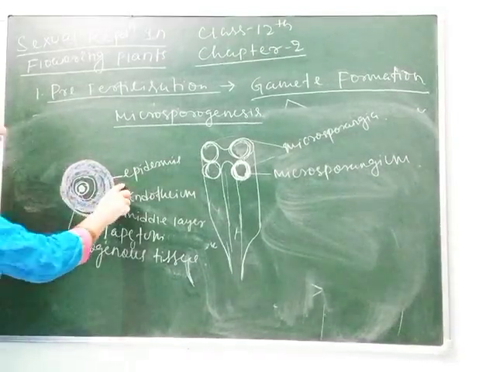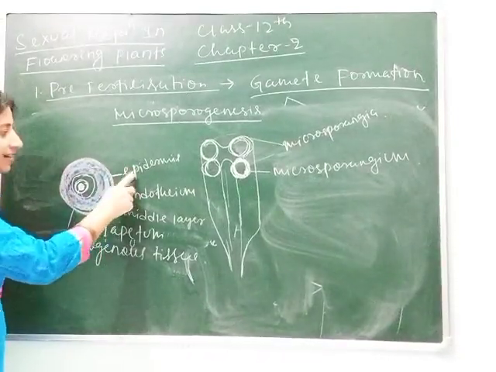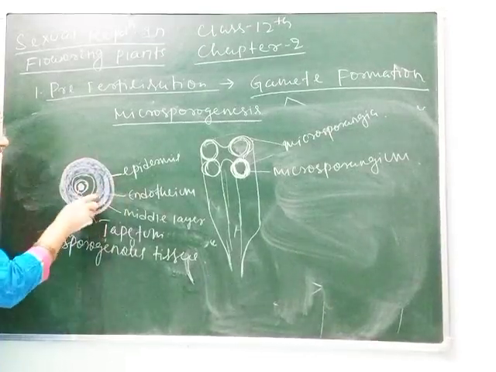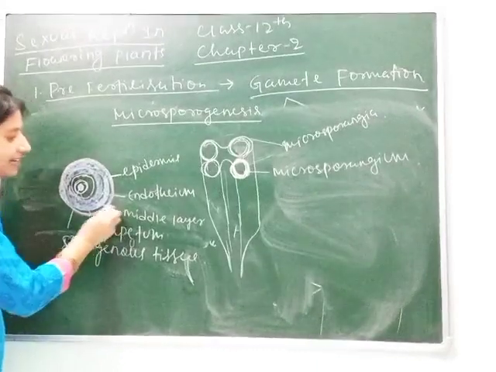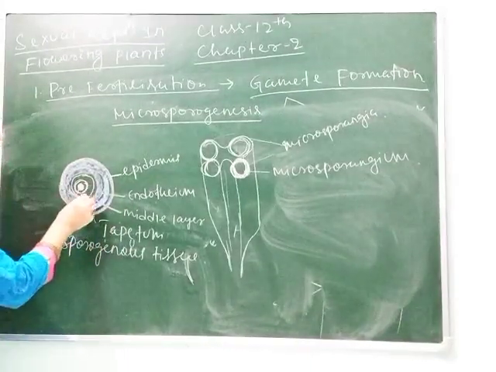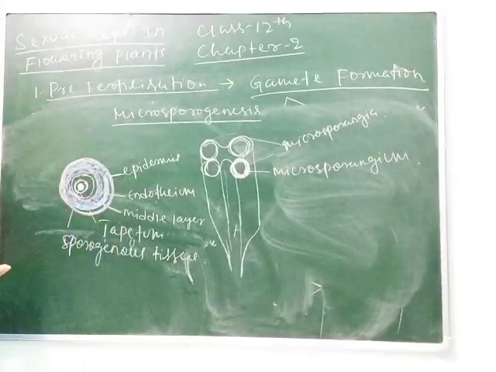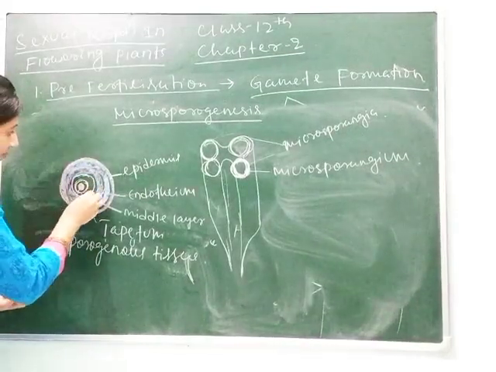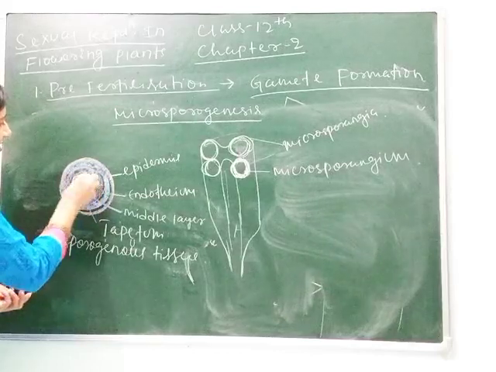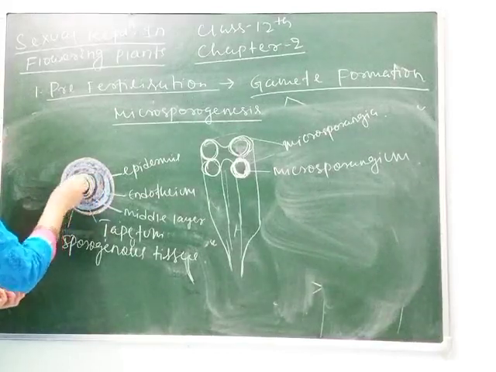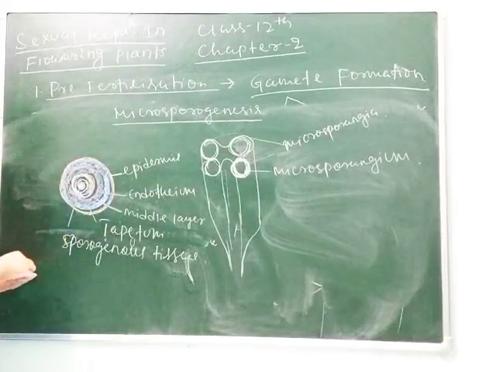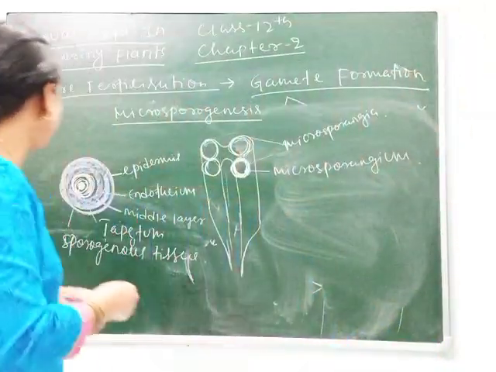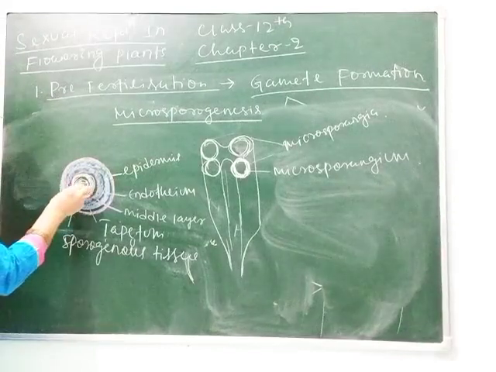You can clearly see the epidermis is the outer layer. Then just below the epidermis, the endothecium is present. Just below the endothecium, the middle layer is present, and below the middle layer there is the tapetum. This is the tapetum, and this part is called the sporogenous tissue. Just below the tapetum is the sporogenous tissue.